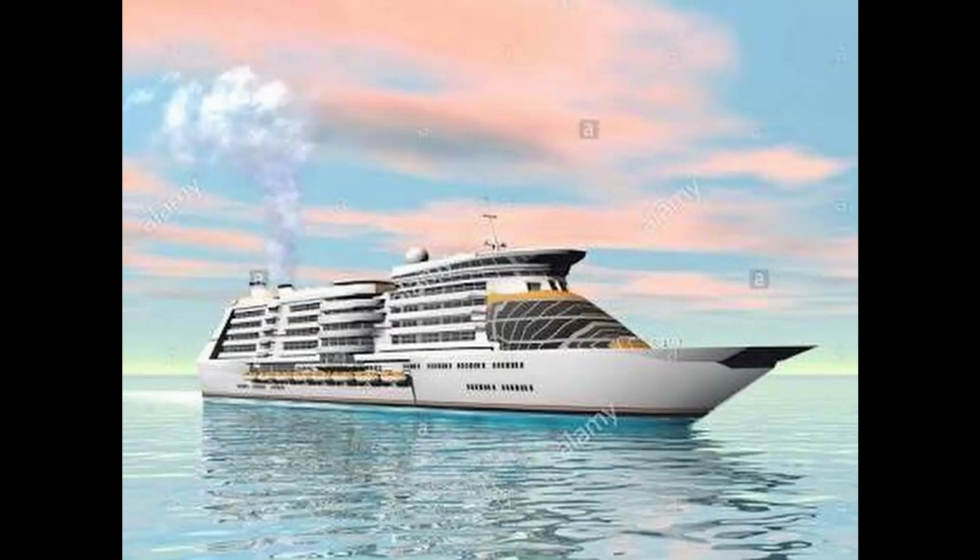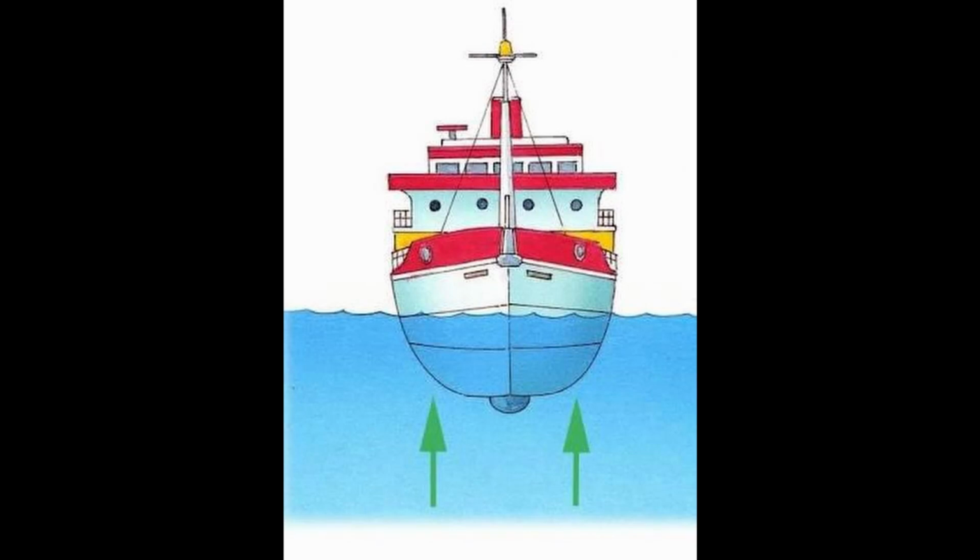Why doesn't the ship sink when it is also made of the same iron? The reason behind it, children, is that most of the ship is hollow inside. Because of that, what happens? The volume of the iron ship becomes more. So we have already discussed that density is equal to mass upon volume. So if the volume is more, what happens to density? I have already told you that density is inversely proportional to volume. If volume is more, density will decrease.